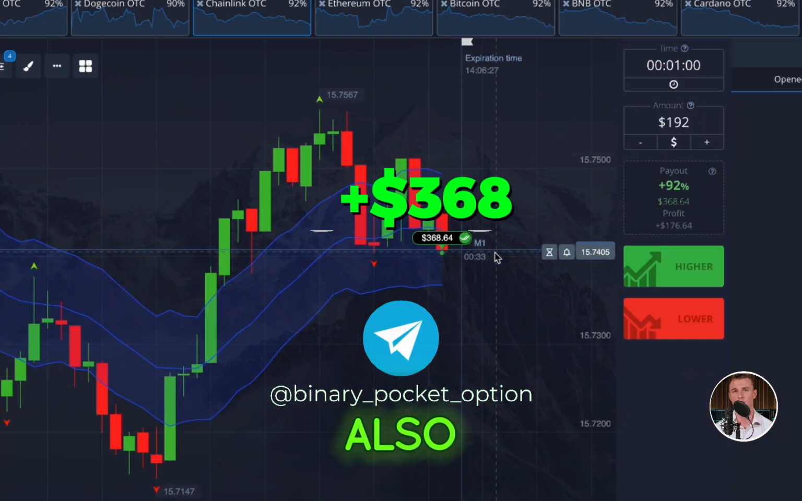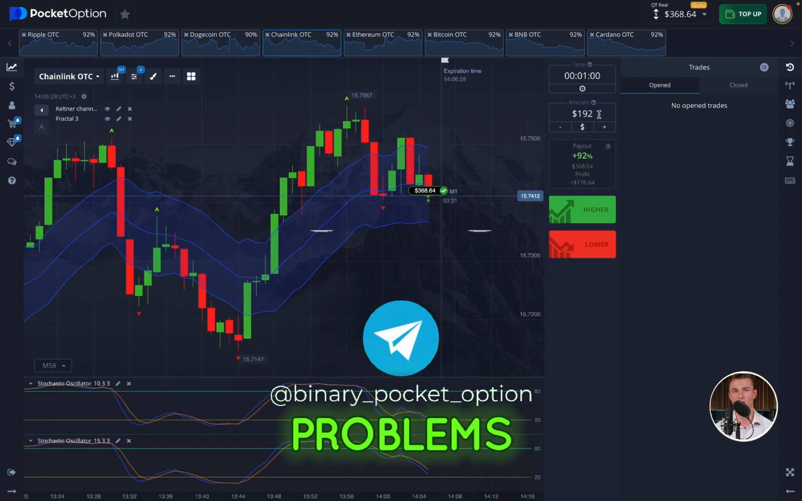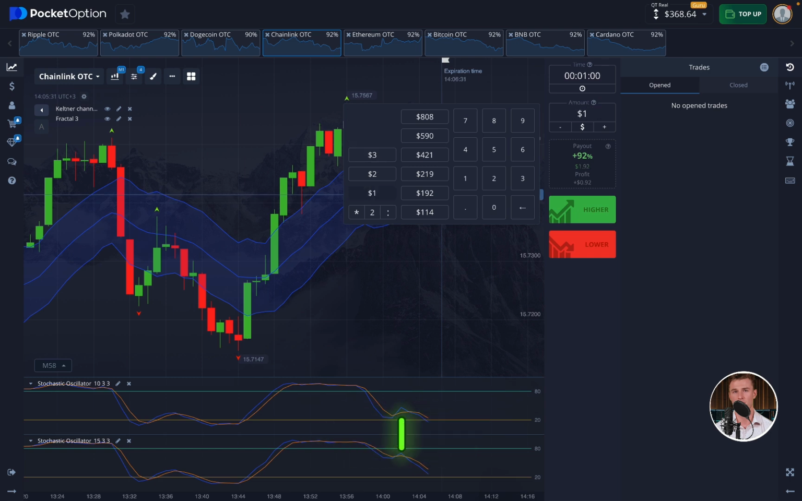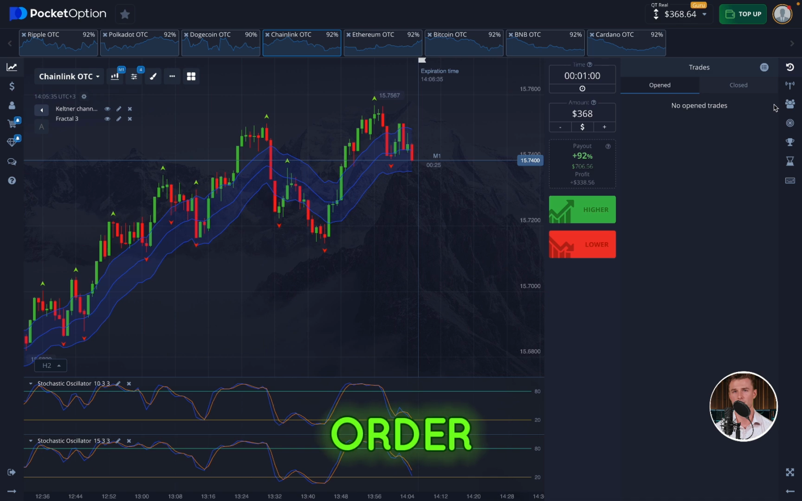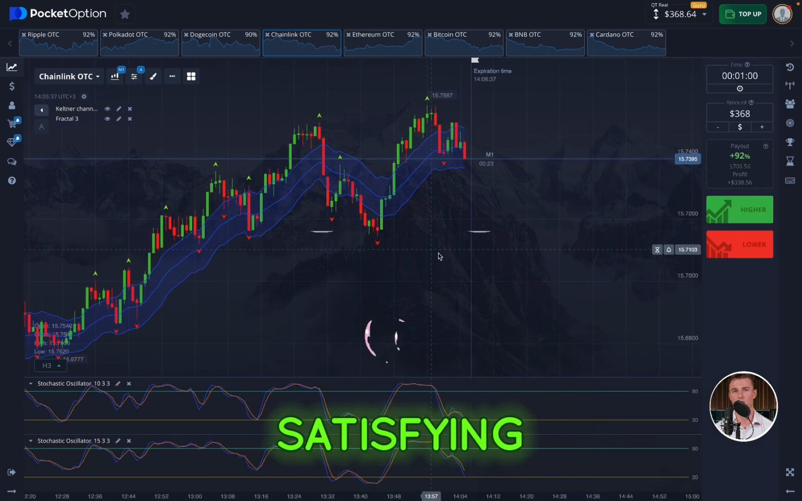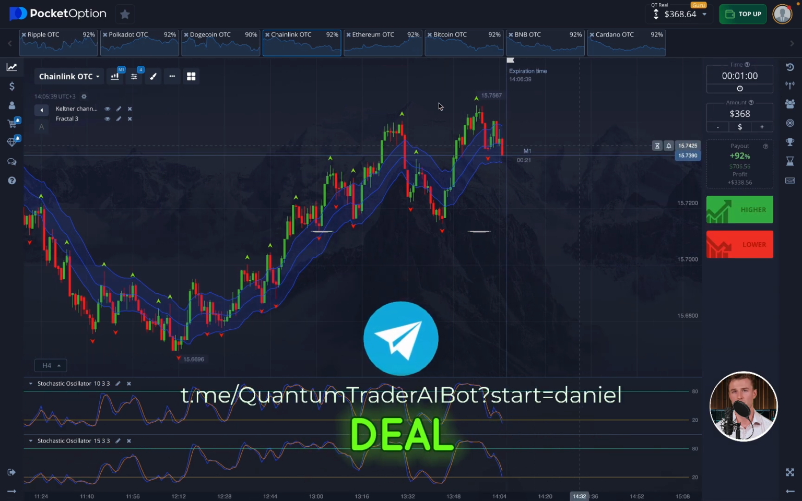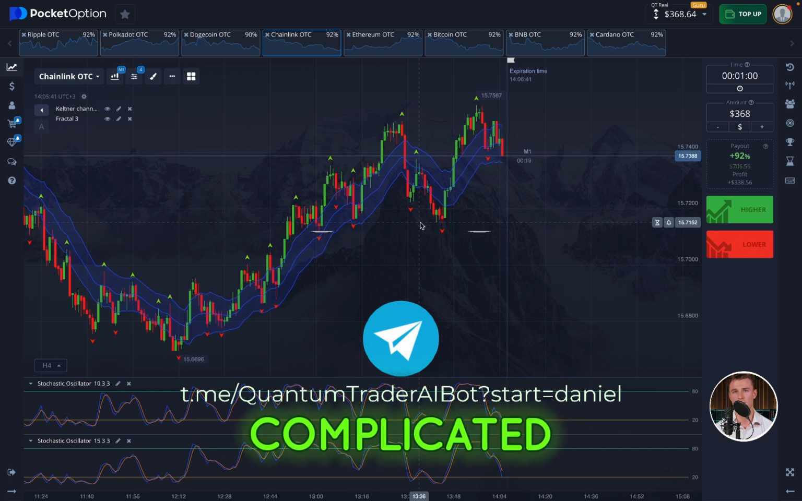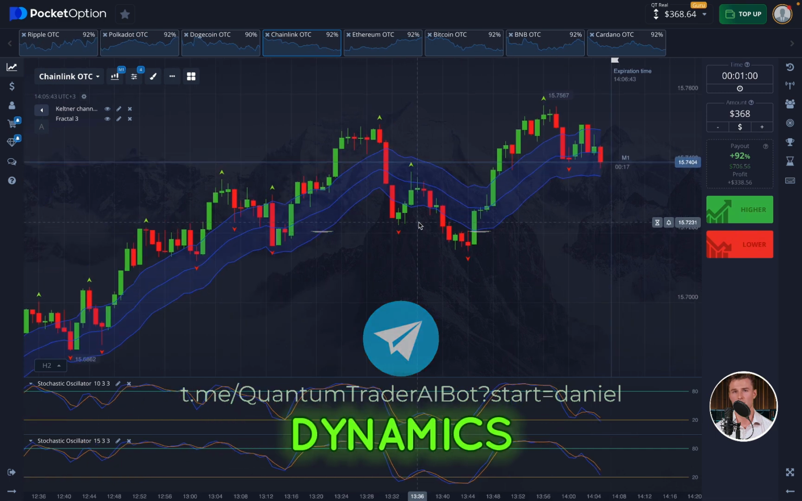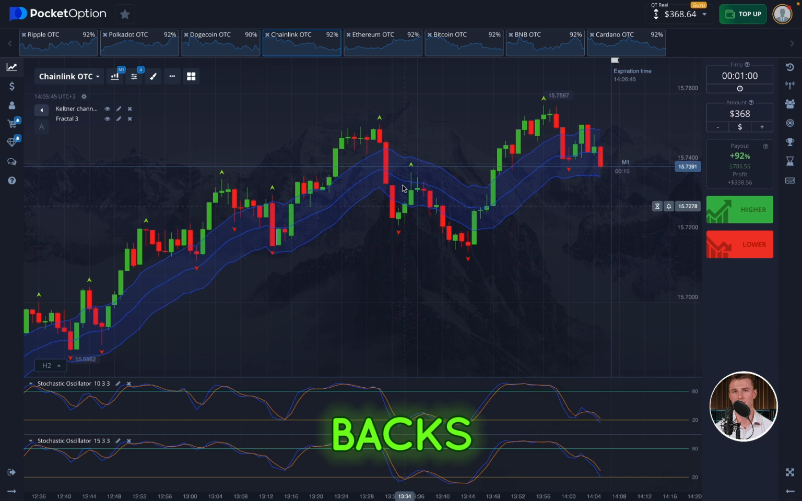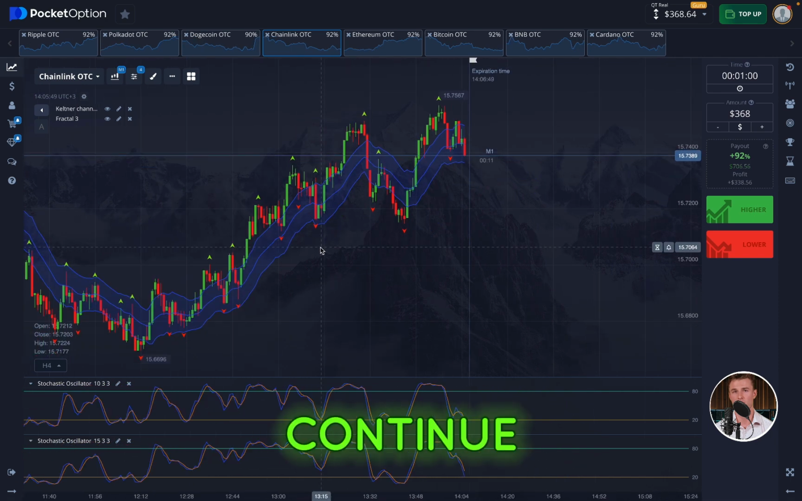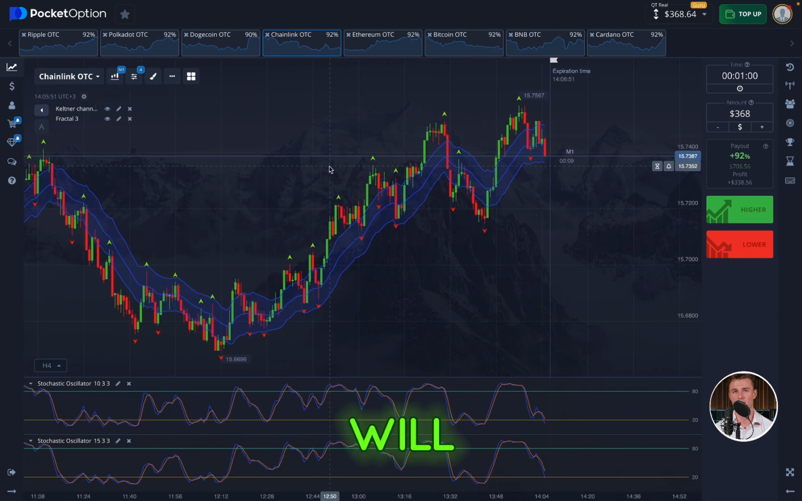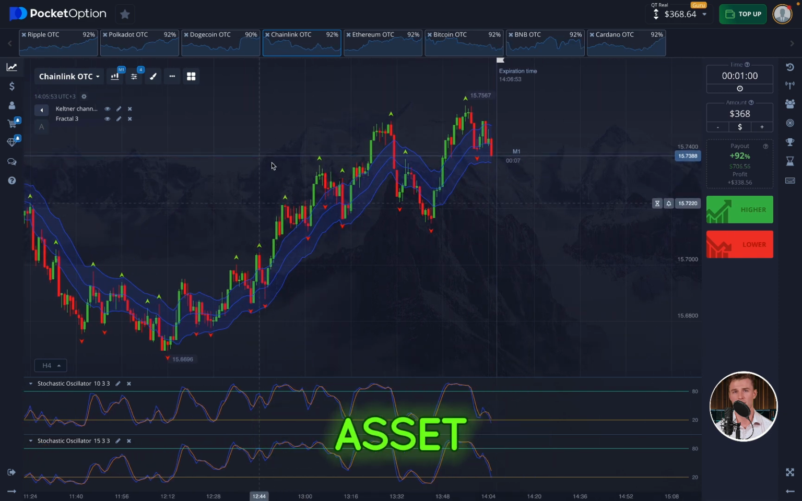And the deal also closes without problems. Plus, great, I will open the next deal again for the maximum amount of the balance in order to reach an even more satisfying profit. In general, the deal here was really not complicated. It was enough to look at the dynamics of previous pullbacks, and literally everything immediately became clear. Let's continue the analysis, and I will select the following asset.